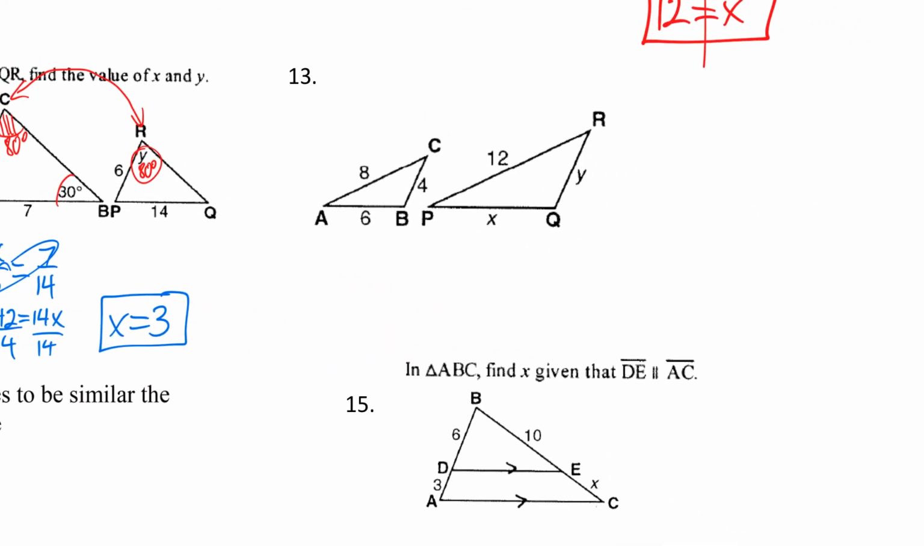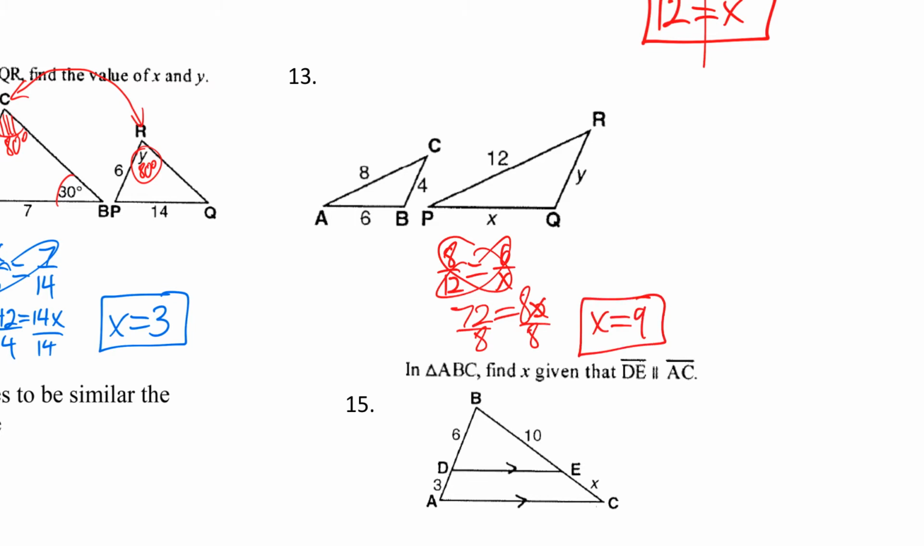All right? So on this one, assuming these are similar, 8 is to 12 as 6 is to x. So 72 equals 8x, divided by 8. And so x should equal 9 here.